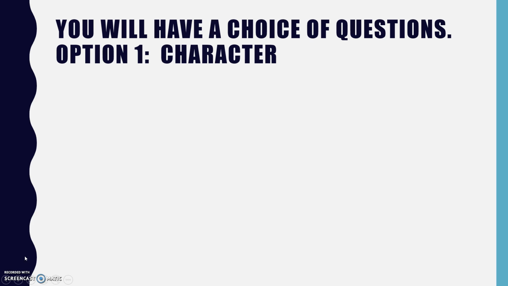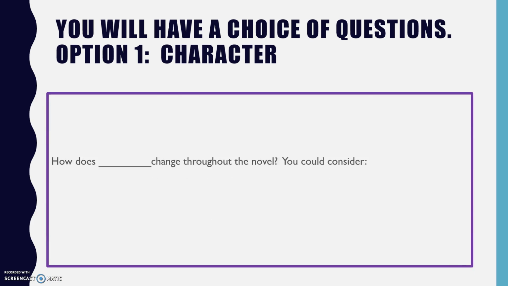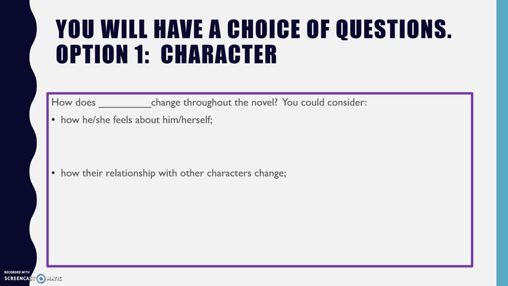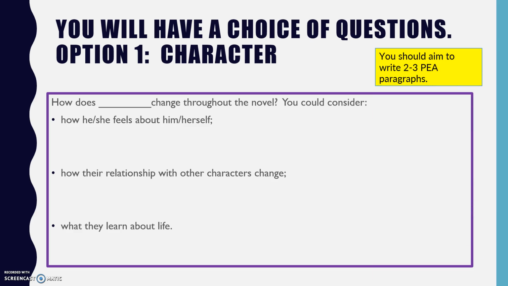Let's get started. So you saw this in class, just to remind you that you can choose to write about a character. The question will be, how does the character change throughout the novel? You can write one paragraph on how the character feels about himself or herself, one paragraph about how their relationship with other characters changes, and one paragraph about what they learn about life. You're aiming to write 2 to 3 PEA or PEAR paragraphs.